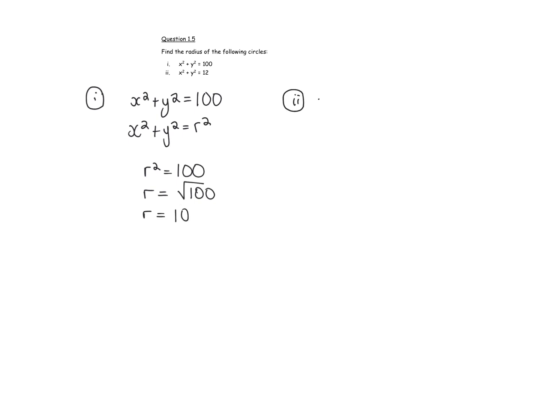The second one then is very similar. Again, we have the equation x squared plus y squared is equal to 12. We then get that x squared plus y squared is equal to r squared, the formula that we have to know off by heart, where r is the radius. We get that r squared is equal to 12, or the radius is going to be equal to the square root of 12. And typing that into your calculator, it'll break down to 2 root 3. And that's the radius of the second circle in question 1.5.